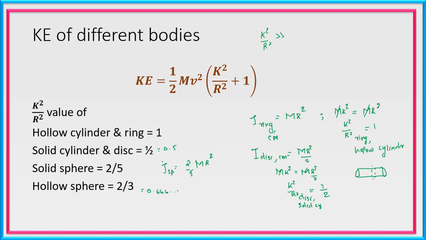Therefore, we can see that when a hollow cylinder, a solid cylinder, a solid sphere and a hollow sphere having the same mass and same linear velocity are rolled, the hollow cylinder will have the greatest kinetic energy. Then the hollow sphere will have the next greater kinetic energy, followed by a solid cylinder and then by a solid sphere.